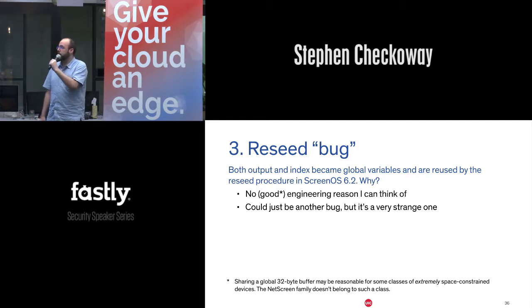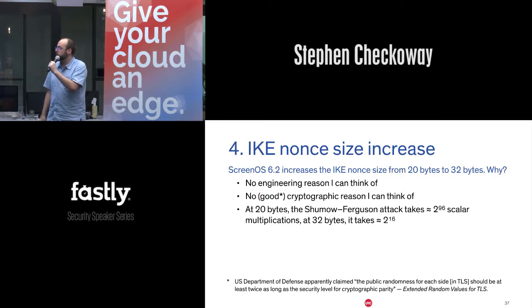So what about the IKE nonce size increase? Well, I can't think of a good engineering reason for increasing the size from 20 bytes to 32 bytes. And I can't really think of a good cryptographic reason for doing it. A 20-byte nonce is more than sufficient.